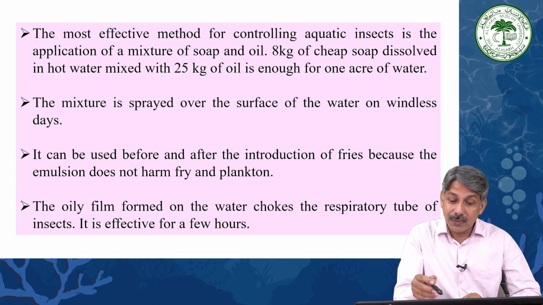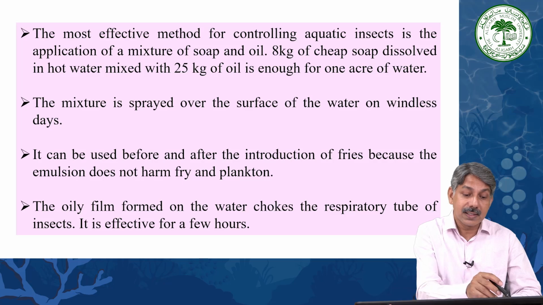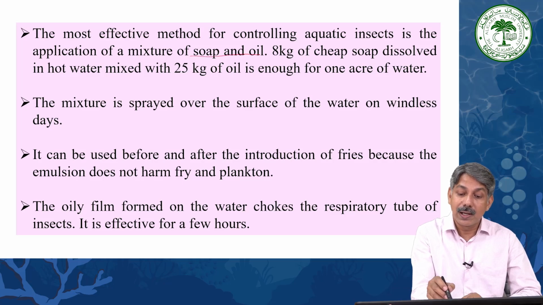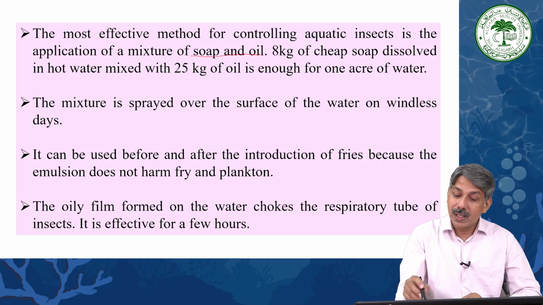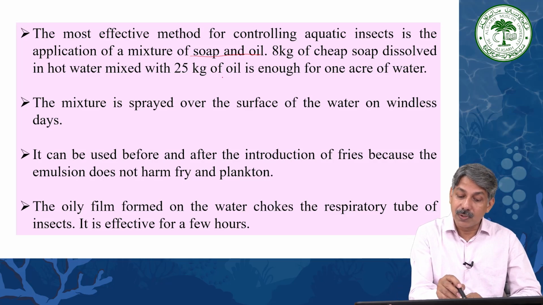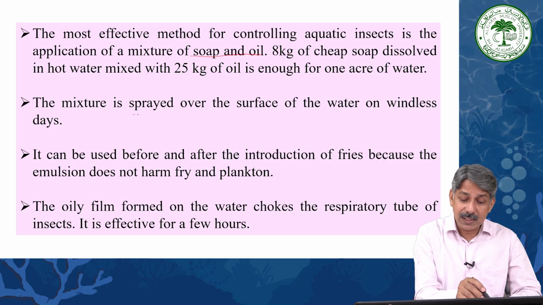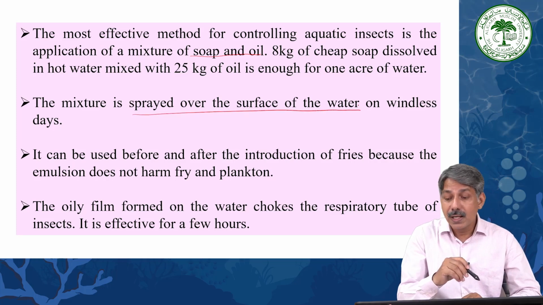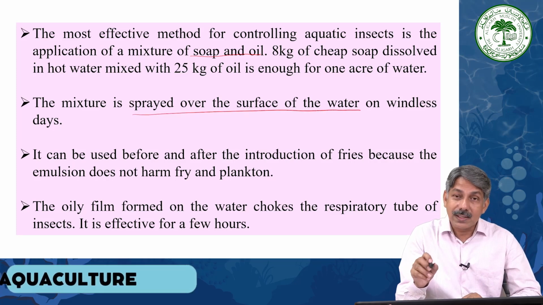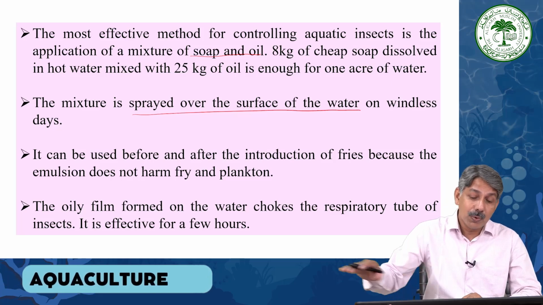The most effective method for controlling aquatic insects is the application of a mixture of soap and oil. 8 kg of soap dissolved in hot water and mixed with 25 kg of oil is enough for 1 acre of water. This mixture is sprayed over the surface of the water on windless days so that it stays there. It makes a film over the surface.